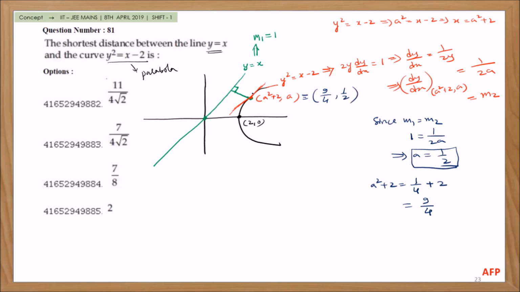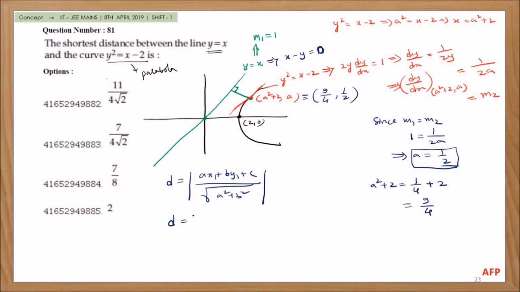So it's the distance to this line, using the distance formula: |ax1 + by1 + c| divided by the square root of a square plus b square. So this equation can be written as x minus y equals 0. So here what is a? a is 1, b is minus 1, c is 0.